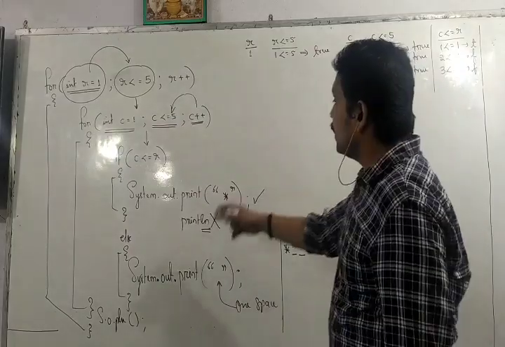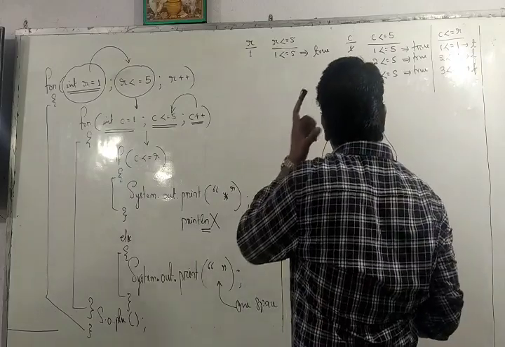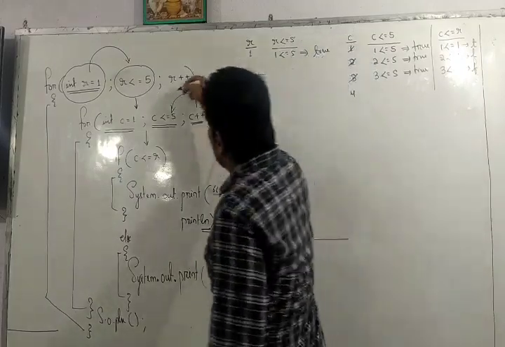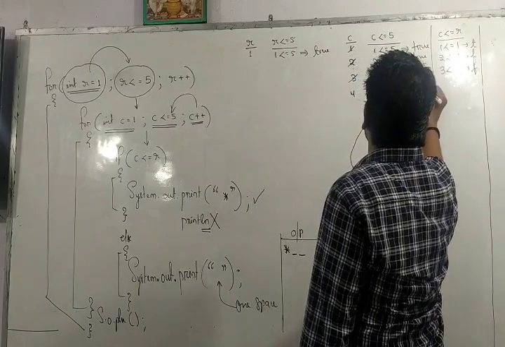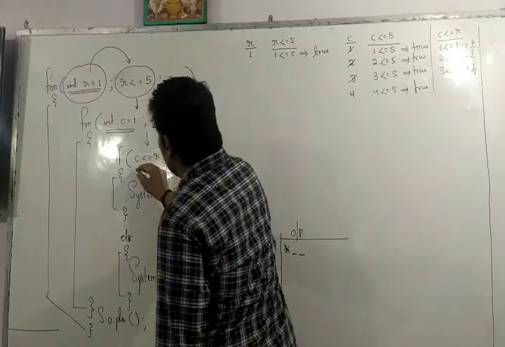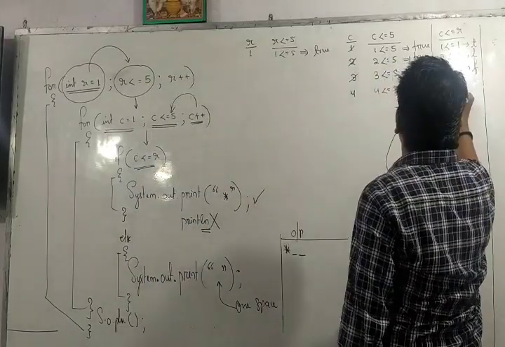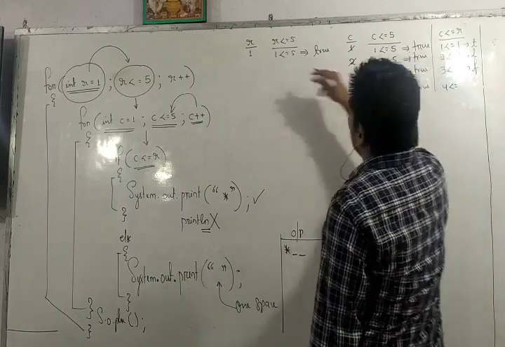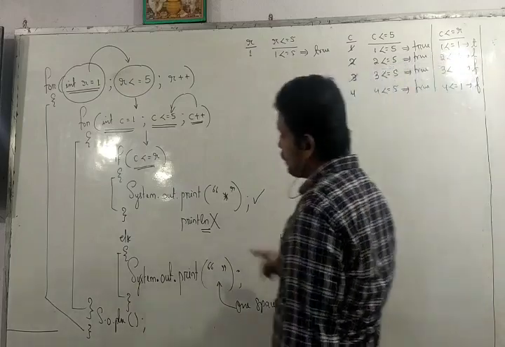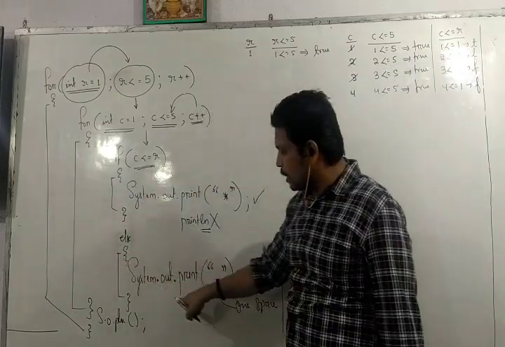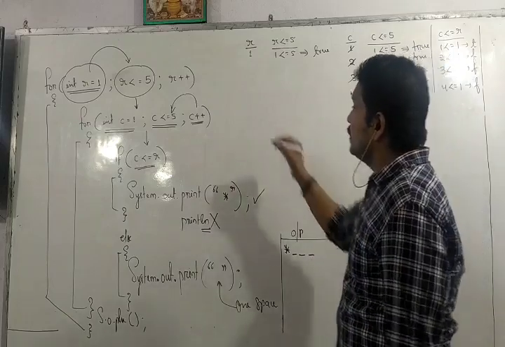Then again C++. C++ is 4. Then the control will go to the testing expression. So 4 is less than equal to 5. The answer is true. If the answer is true, again this part will be checked, C less than equal to R. What is C? 4. 4 less than equal to R. What is R? It is 1. 4 less than equal to 1. It is false. If it is false, again the control will go to the else part and it will print one space here.